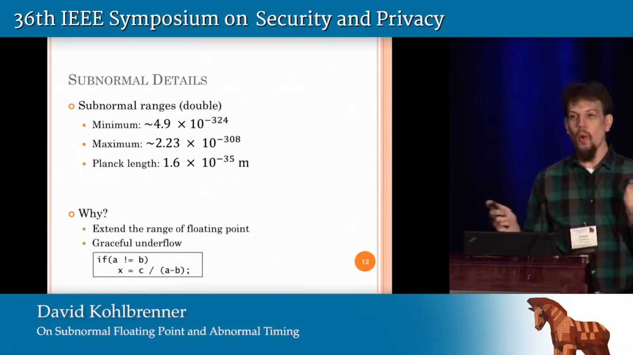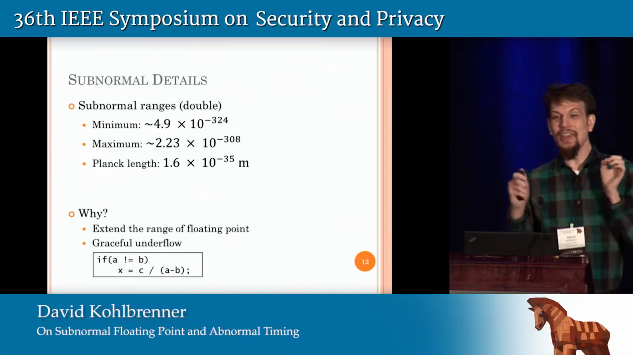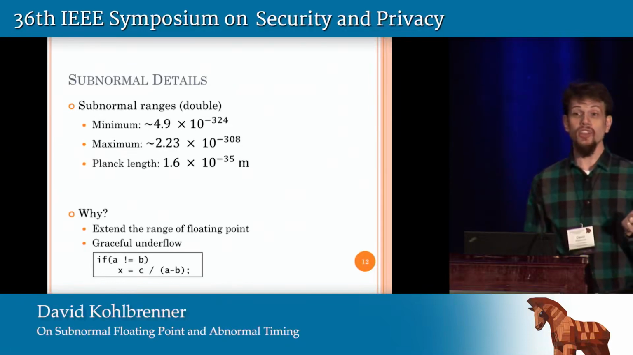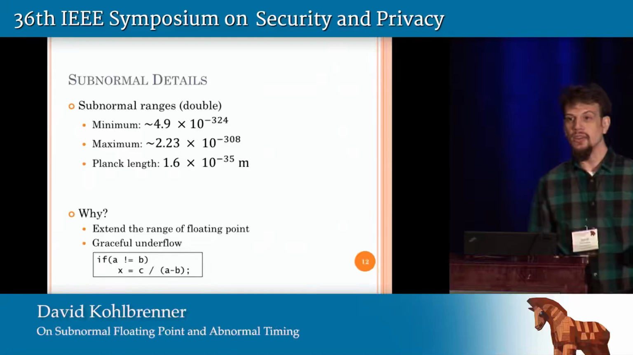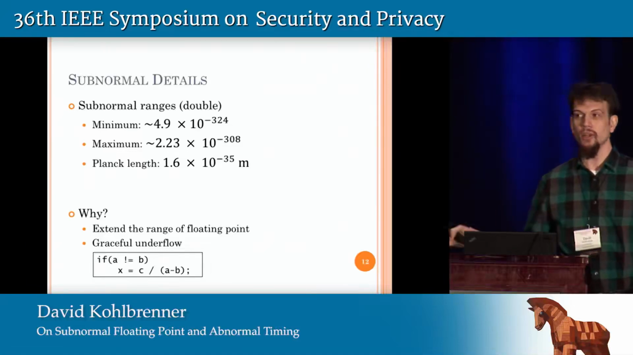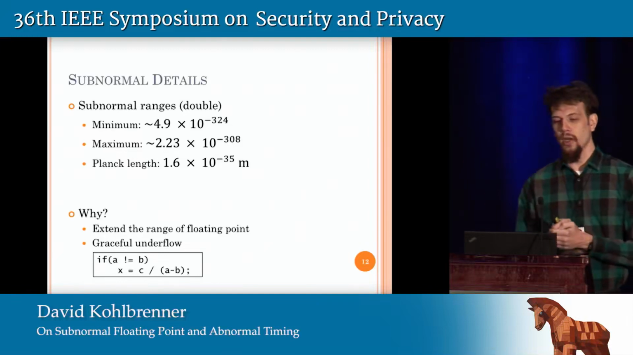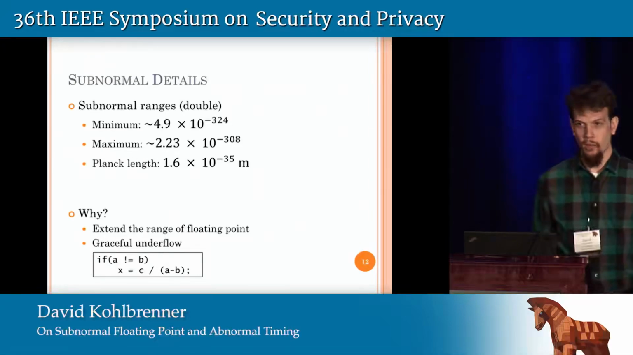Now, why would you want numbers that are so incredibly tiny? And these are just doubles. Well, one thing is it greatly extends the representable range of floating point values. You've got a much larger range of representable values. And kind of getting back to our Goldberg, we have a graceful underflow problem here.